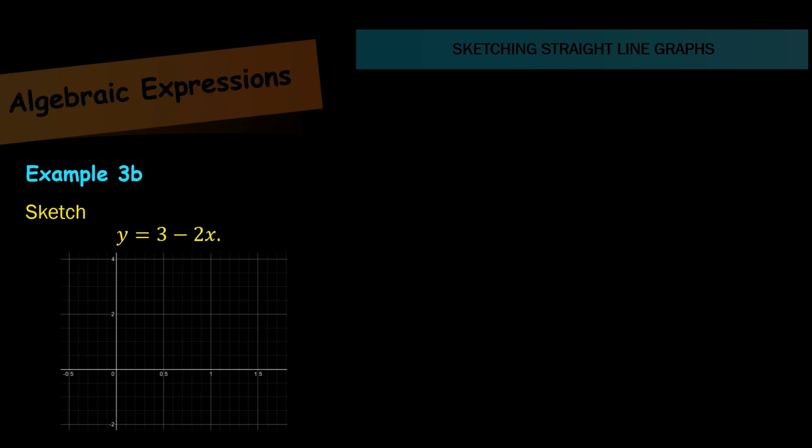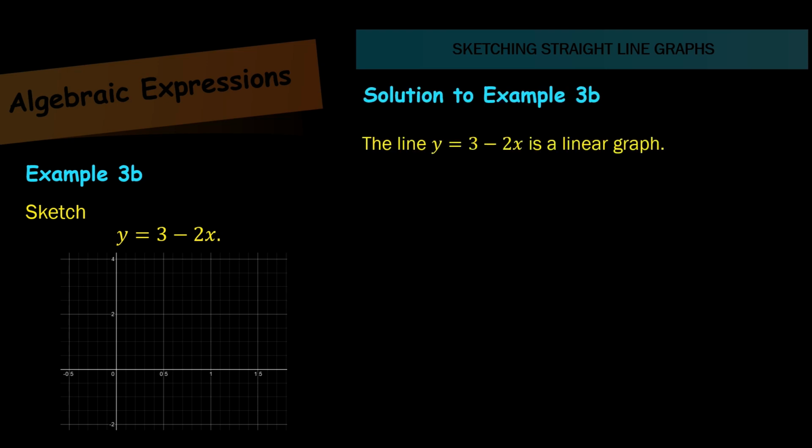Now let's take a look at another example. We are required to sketch y equals 3 minus 2x. Pause the video and have a go. Press play when you're ready to view the solution. Y equals 3 minus 2x is linear, so find any 2 points on the graph and join them.